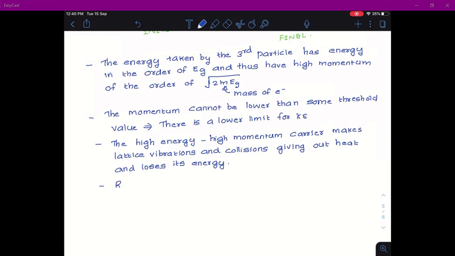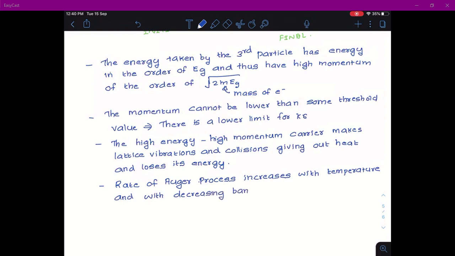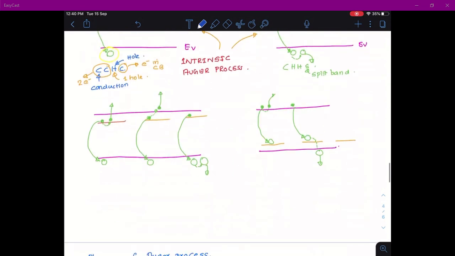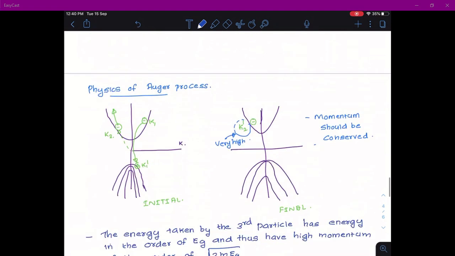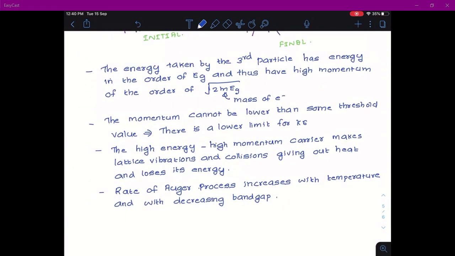And as a concluding statement, you can say the rate of the Auger process increases with temperature and with decreasing band gap. So, when you increase the temperature, the possibility of that Auger process is very high, and also you can see from this explanation that if the band gap is very small, then that Auger recombination possibility is very high.